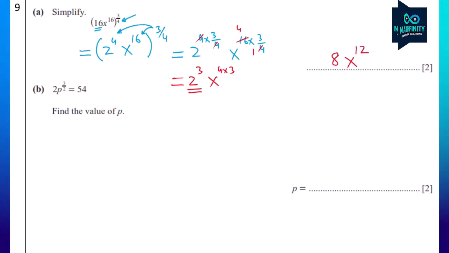Okay. This one, we have to find out the value of p. So first we will shift this 2 to the other side. This 2 is in multiplication form. So when you shift, you have to divide. We will get p power 3 by 2 is equal to 27. 54 divided by 2, you will get 27.